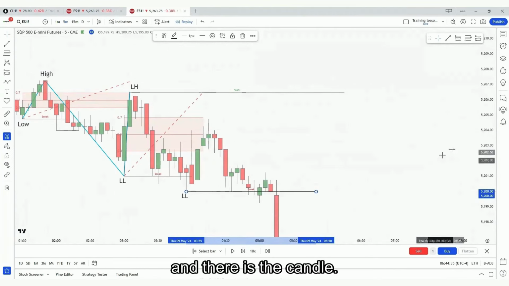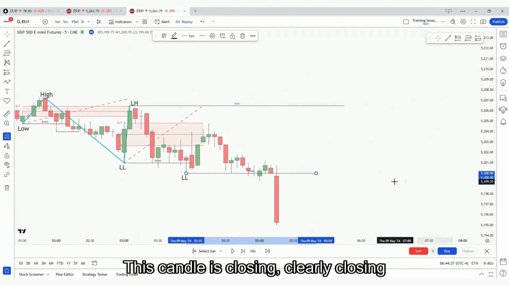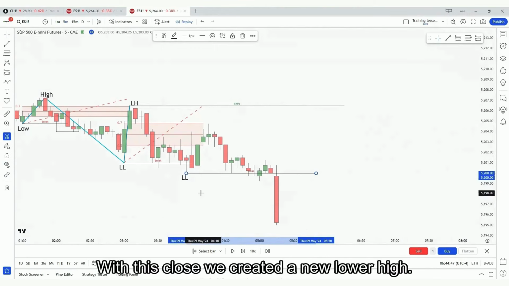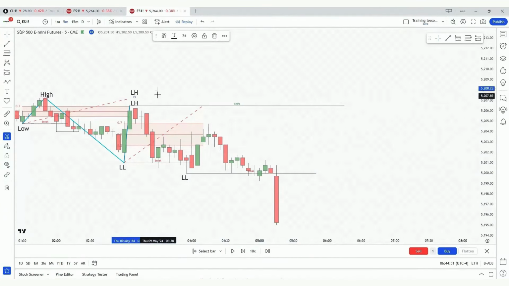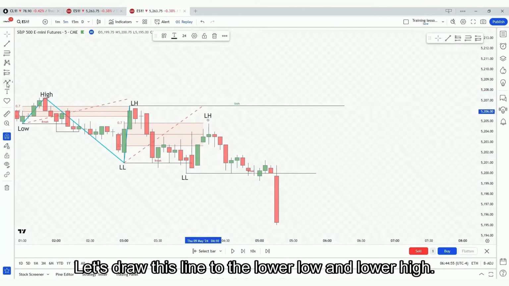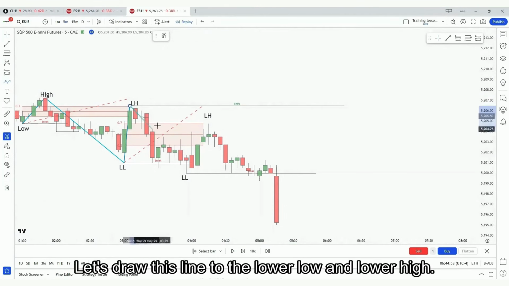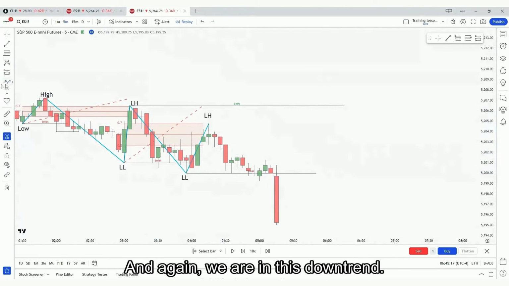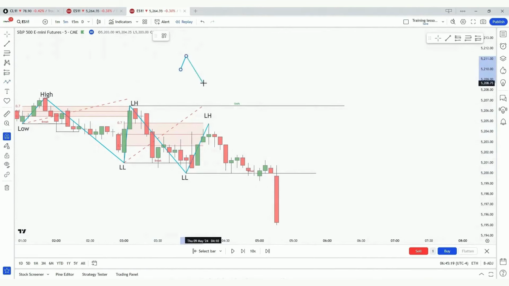And there is the candle. This candle is closing, clearly closing below the last lower low. With this close, we created a new lower high. Let's draw this line to the lower low and the lower high. And again, we are in this downtrend.